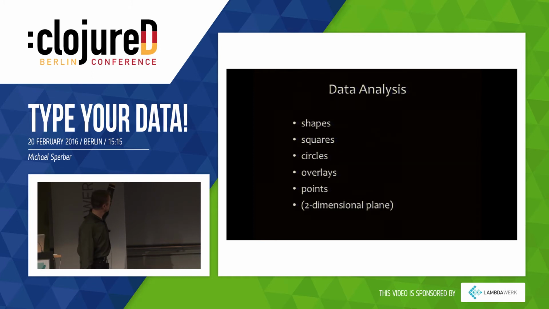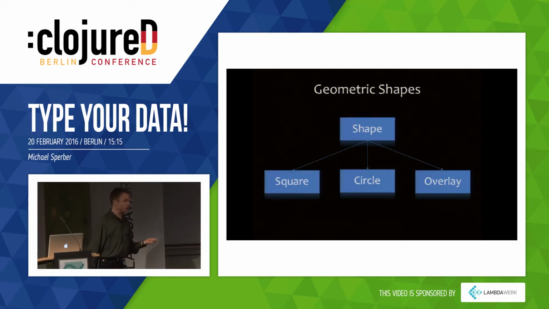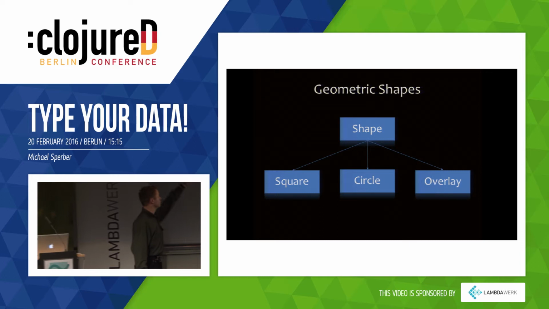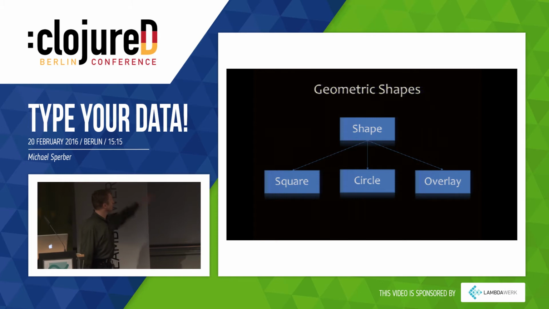There are squares, there are circles, there are overlays, there are points, and there's sort of the two-dimensional plane as well, but that plane is sort of the atmosphere in which everything happens, so we don't need to represent it explicitly. Those nouns have a little bit of structure in that, well, there's this word shape, but it really encompasses 3 different classes of shape. There's squares and circles and overlays. And one of the interesting questions is then how does that diagram translate into your programming language?